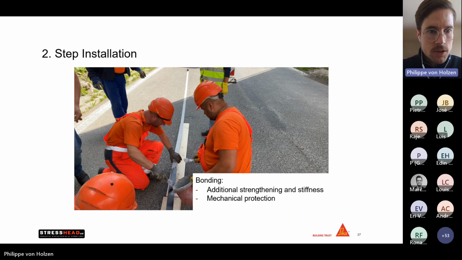Now afterwards, we always recommend installing the system bonded. This gives us two additional benefits. It gives an additional strengthening and stiffness to the whole structure, but as well, it's a very good mechanical protection for the system itself. So the idea is that we install and tension the system before the curing time of the epoxy. And you can imagine, as we have an enlargement of the tendon itself during the tensioning process, it is a very good protection for the tendon if it's installed bonded.